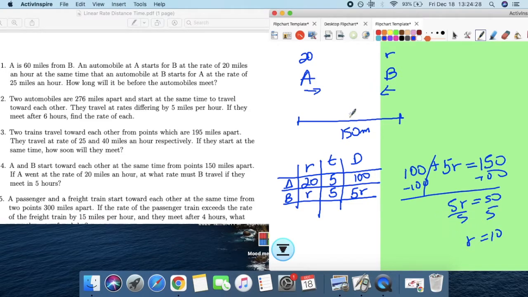So the second train, we go back here, right? Second train, his speed has to be 10 miles an hour. And that makes sense because if you plug it in here, 5 times R, for 5 hours he's driving at 10 miles an hour. That means that he's going to cover 50 miles. The first train already covered 100. The second train covers 50. So notice that this and this gives us a distance of 150.